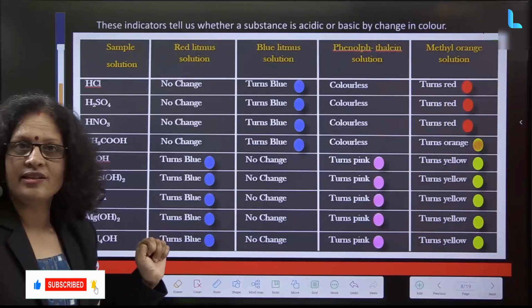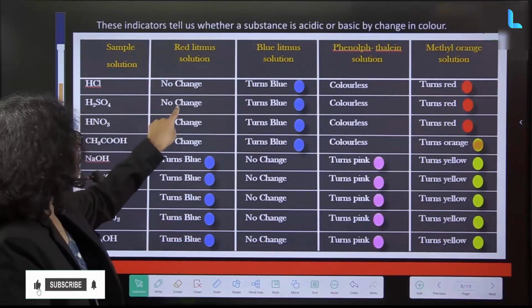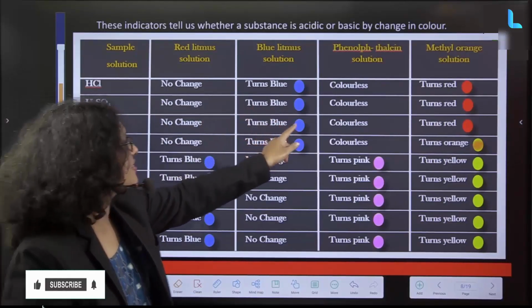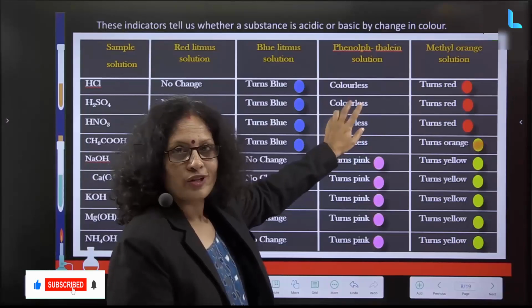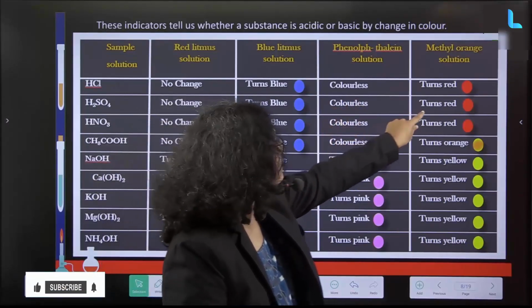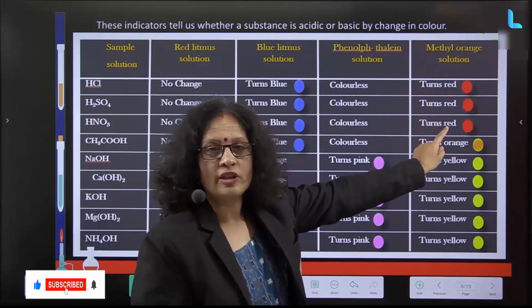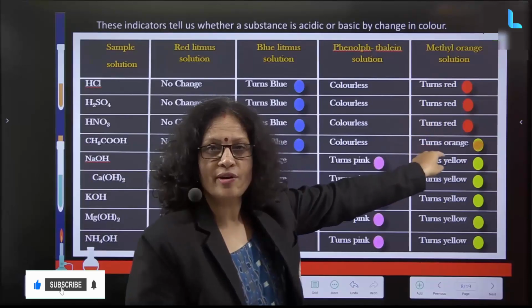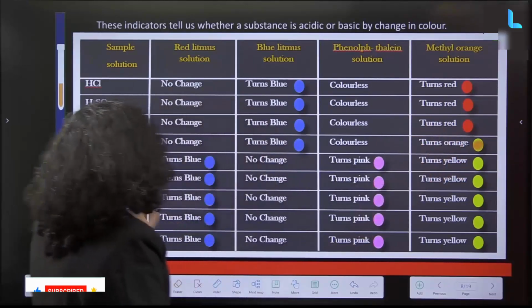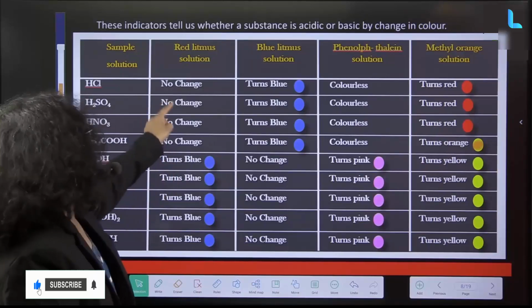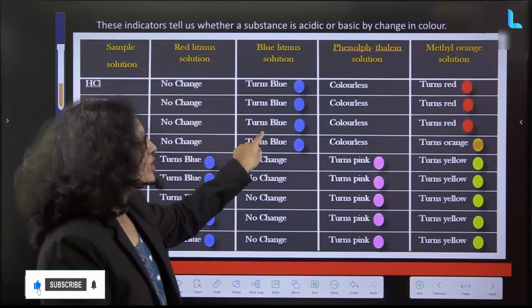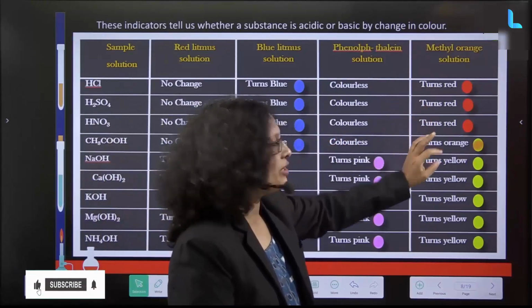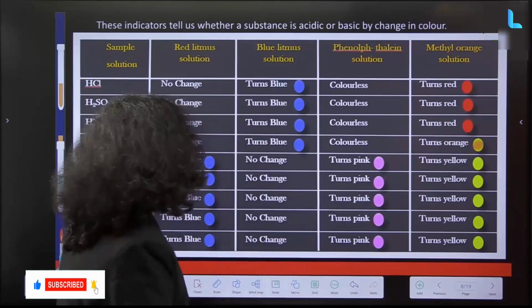Second solution, sulfuric acid, that is also a strong acid. We have to observe red litmus solution, no change. Blue litmus turns red, means the substance is an acid. Colorless with phenolphthalein. Phenolphthalein gives color only with basic solution, and methyl orange changes color with acidic solution. So with acid, methyl orange turns red, which proves it is an acid. Third acid, nitric acid: also no change with red litmus. Blue litmus turns red. Phenolphthalein colorless again, and methyl orange turns red, means the substance is an acid.